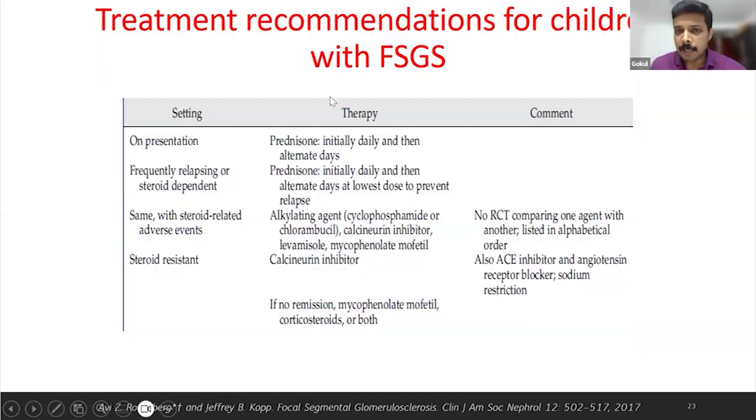So these are some of the treatment recommendations for children with FSGS. On presentation, it is always steroids, initially daily and then alternate days. If it is a frequently relapsing or steroid dependent pattern, then also prednisolone daily and then alternate day to the lowest dose to prevent the relapse. But if the patient has steroid related side effects, then we can try agents like cyclophosphamide, calcineurin inhibitor, levamisole, MMF. If it is steroid resistance mainly, then CNIs are preferred.